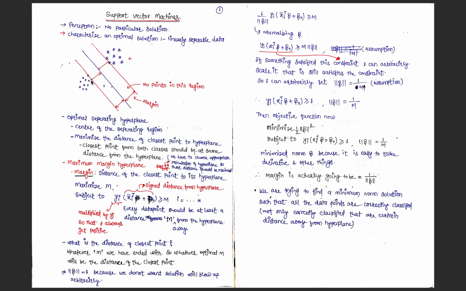This is the closest point, this is the closest point, this is the closest point. It will maximize this width between the hyperplane. The closest points from both classes should be at the same distance from the hyperplane. The distance from this class's closest point to this hyperplane is the same as for the other.